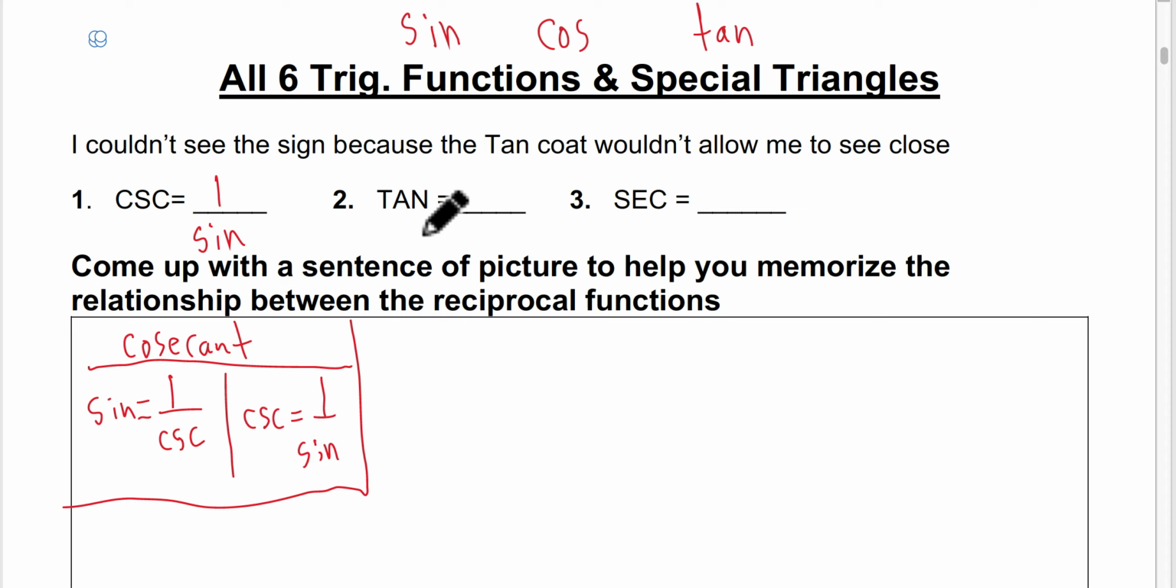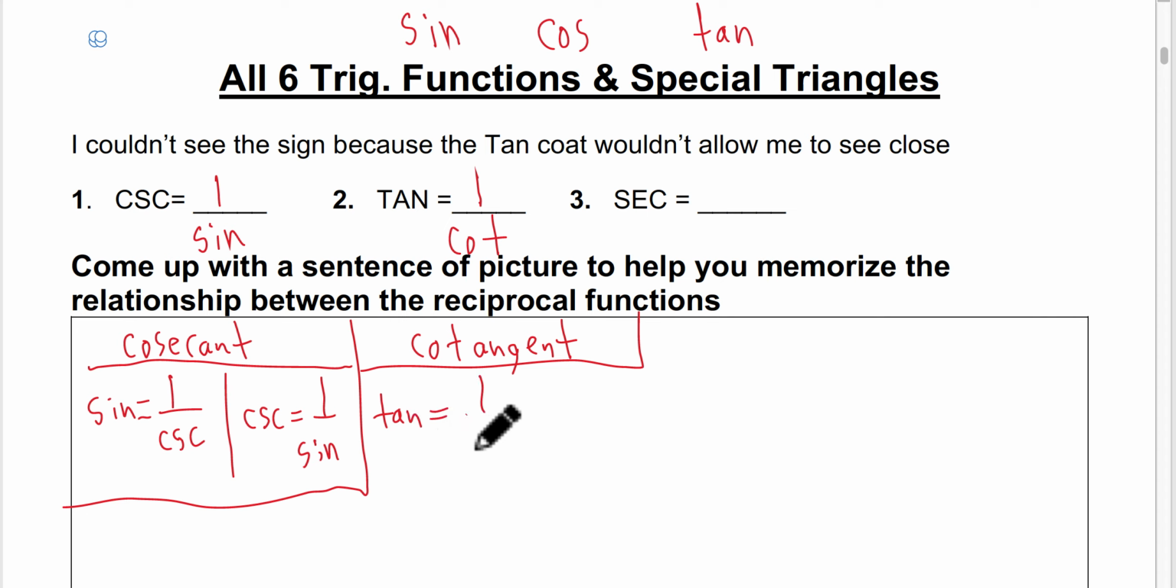The next one, tangent. We're accustomed to tangent, but now we're going to learn about cotangent. Cotangent is spelled cotangent. And this means that tangent is equal to 1 over cotangent, as well as cotangent equals 1 over tangent. They're going to be the flip of each other as well.